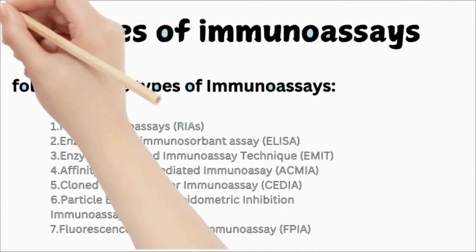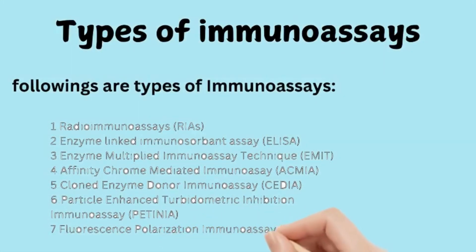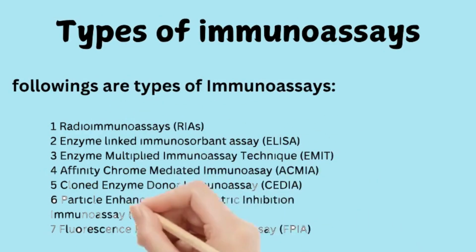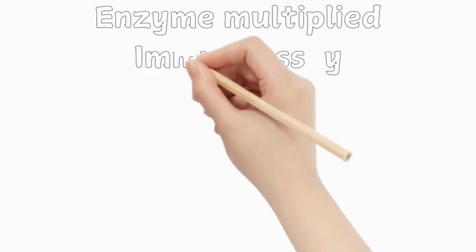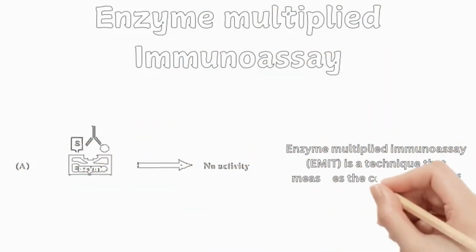Now we will discuss the further types of immunoassays: radioimmunoassay, enzyme-linked immunoassay, enzyme multiplied immunoassay, affinity chromatography-mediated immunoassay, cloned enzyme donor immunoassay, particle enhanced turbidimetric immunoassay, and fluorescence polarization immunoassays. These are the types of immunoassays which we will discuss further. The one we will discuss here is the enzyme multiplied immunoassay.